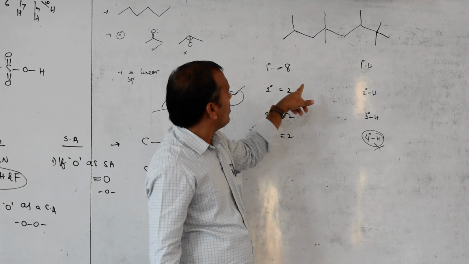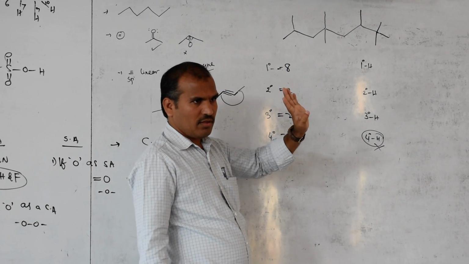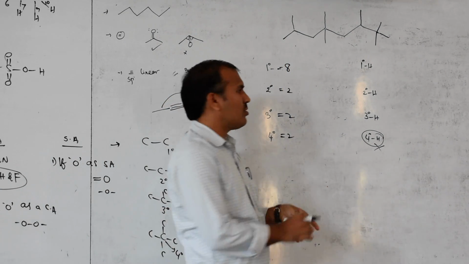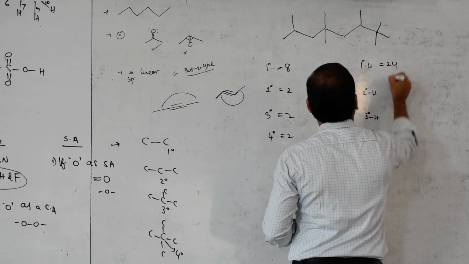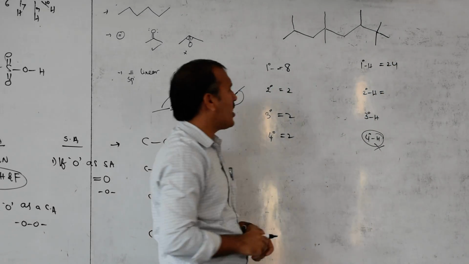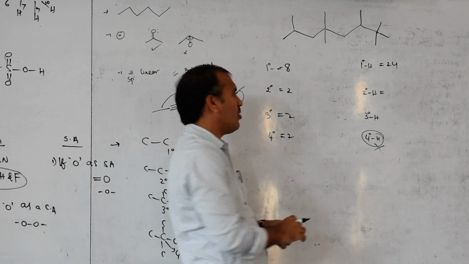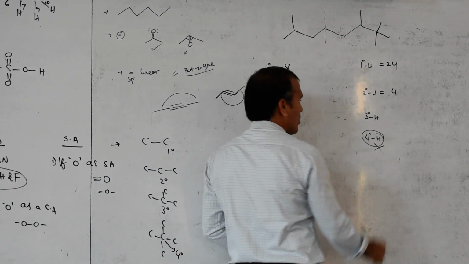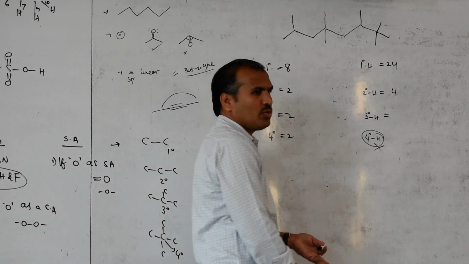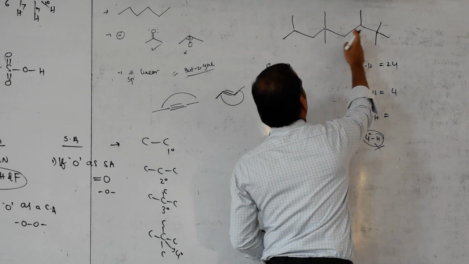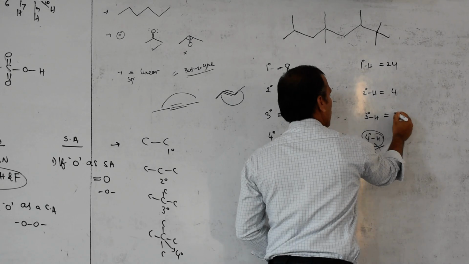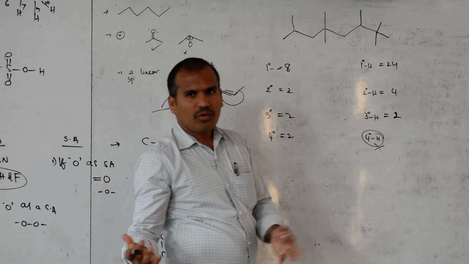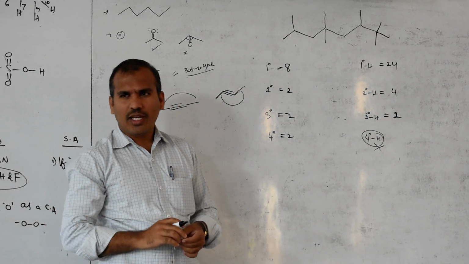Now calculate the primary hydrogens. 8 into 3, how much? 24. So 24 hydrogens are there. How many secondary hydrogens? 2 into 2, 4, because here 2 hydrogens, here 2 hydrogens. 2 plus 2, 4. Then here 2, because here 1 hydrogen, here 1 hydrogen, total 2. Quaternary hydrogen is not possible. Like this, any molecule may be given.